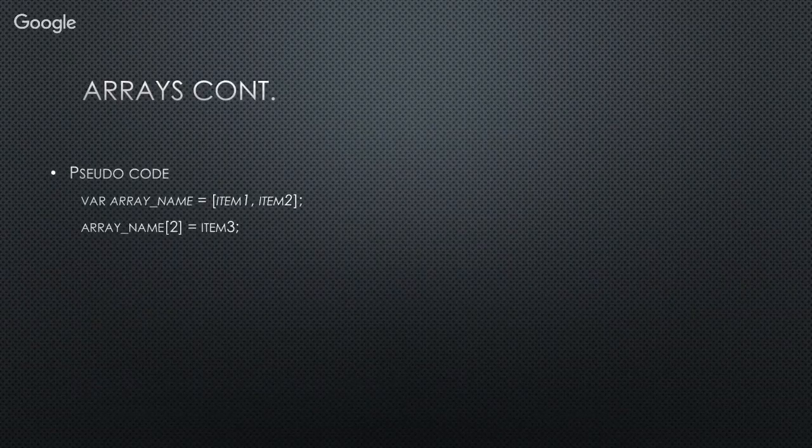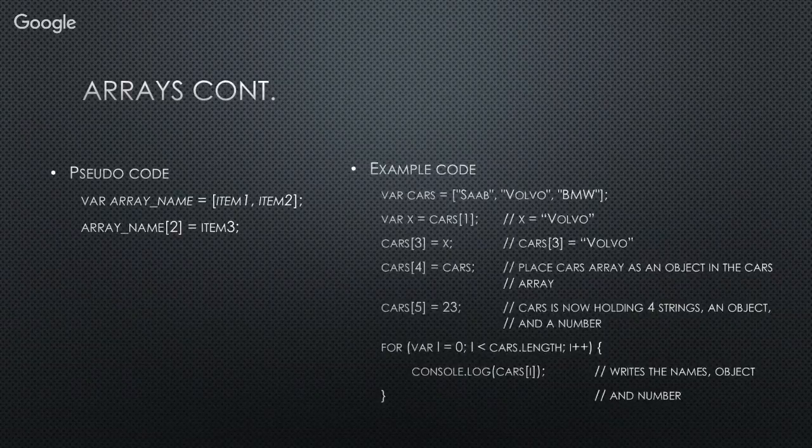So here you have your pseudocode with your array, and it has several different types of items, and then you can assign new. In the top one, I'm declaring a new array, and in the second one, I'm adding another item to the array, in this case in the second slot, so it'll be the third item in the array. Here you have your var cars with Saab, Volvo, and BMW.